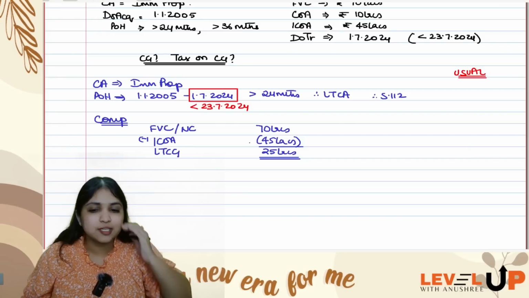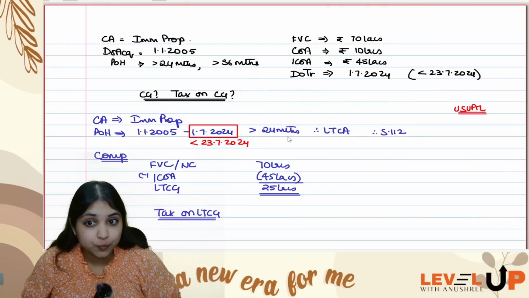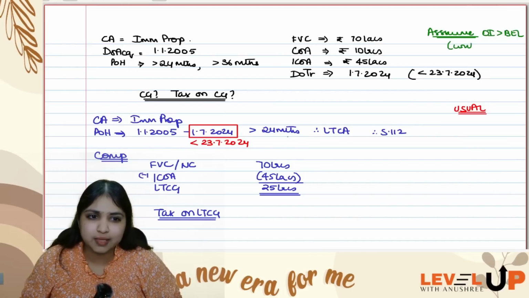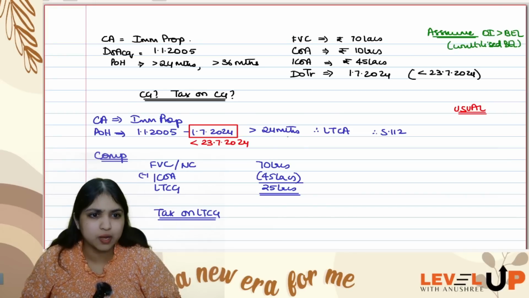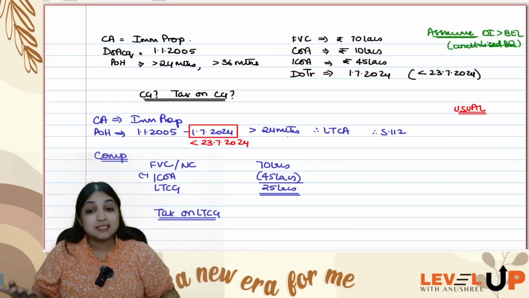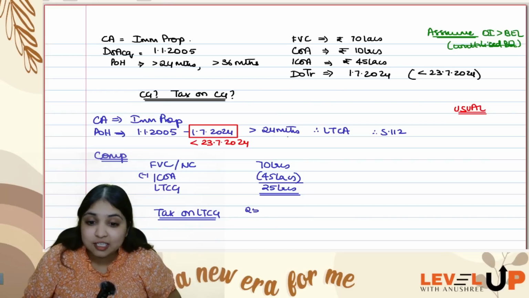Okay, and what's going to be the tax on this LTCG? Even in this question also, I will assume that the other income of the assessee is more than the basic exemption limit, which means my assessee is not having any unutilized basic exemption limit. Assuming the basic exemption limit is fully adjusted against other incomes, the tax on this LTCG is going to be 25 lakhs into 20%.